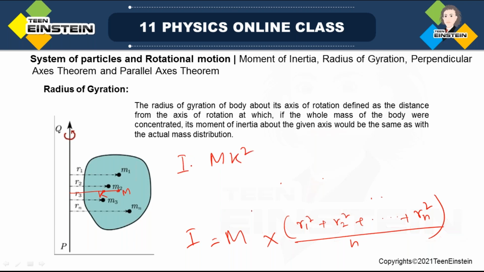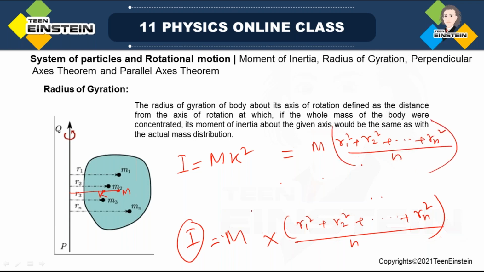This is another moment of inertia. This is actually the geometrical moment of inertia, just a geometrical point. These are actually equal, so I can put this value here. What I can write is m, and this is r1 square plus r2 square, then it goes up to rn square, divided by n.